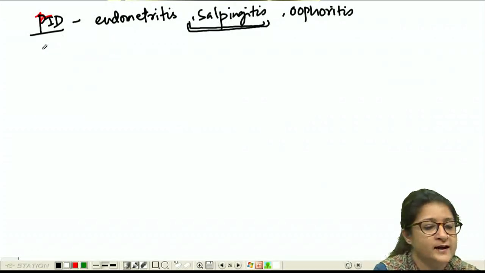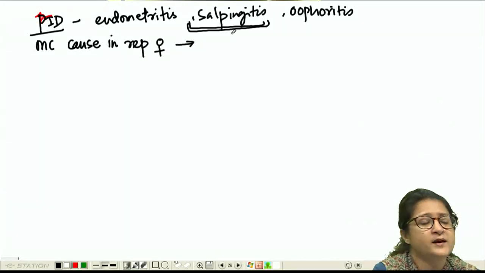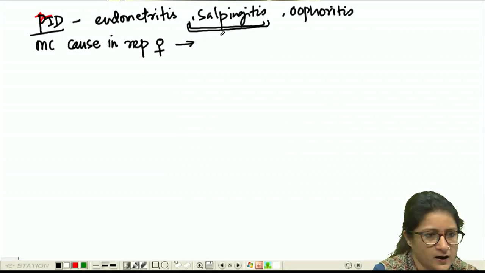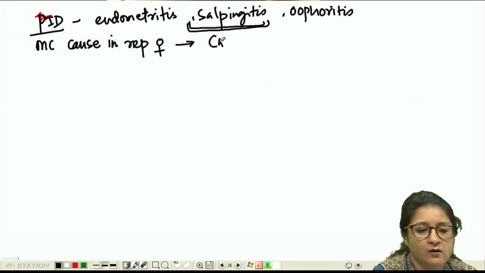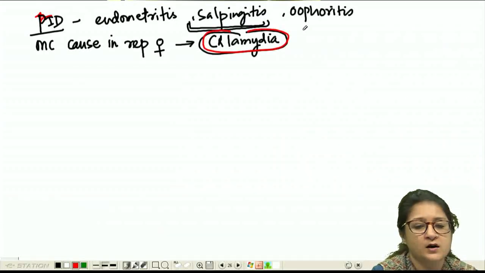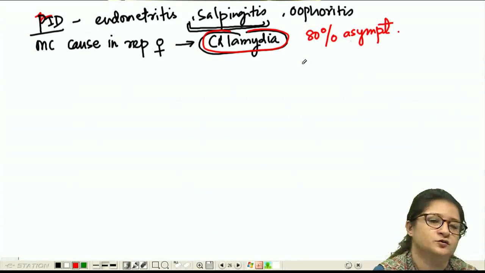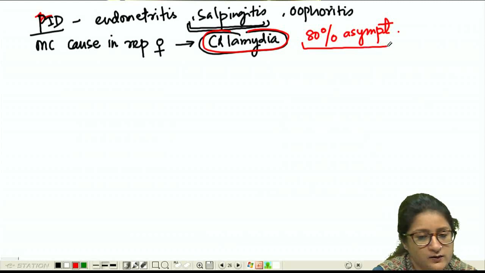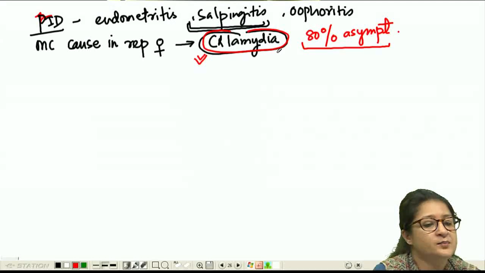Tubes are usually involved, and when we talk about the most common cause of PID in reproductive age group females, we realize that earlier it was gonorrhea, but now the trend has changed. Nowadays, gonorrhea has become much less common. We are now having PID because of chlamydia. Now this chlamydia is very notorious, it is very bad. Why? Because 80% of the times the infection with chlamydia is actually asymptomatic, right? So it is not found out, and ultimately extensive tubal damage can result with chlamydial PID.